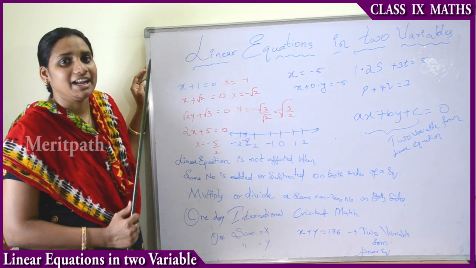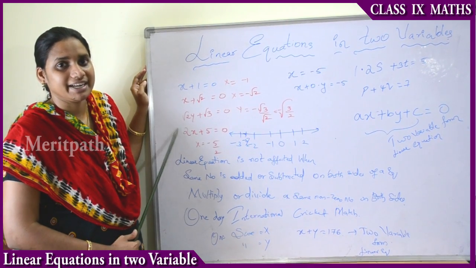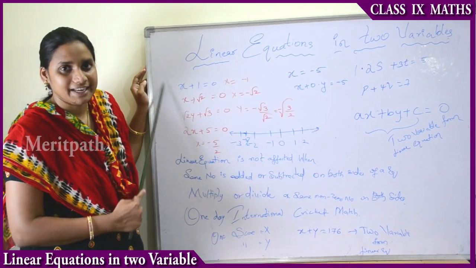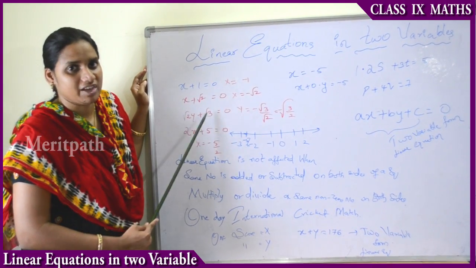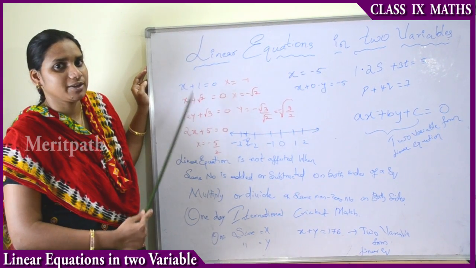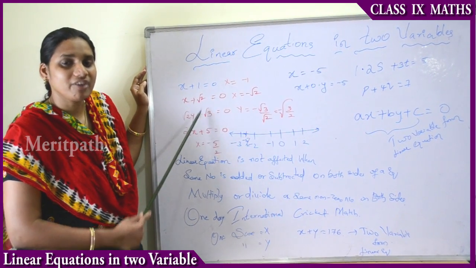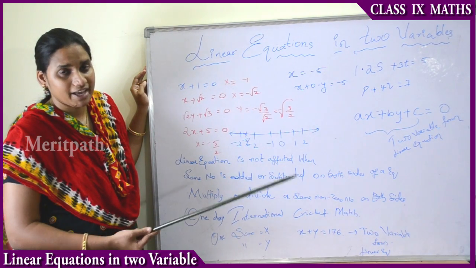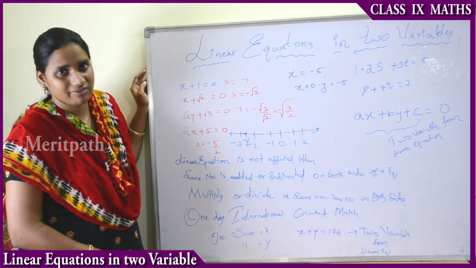Also, I have said a linear equation has the degree, or power, of x as 1. Then it is said to be a linear equation. If the power of x is 1, then it is linear, and if the power of x is more than 1, then it is said to be non-linear, or just a normal polynomial equation.